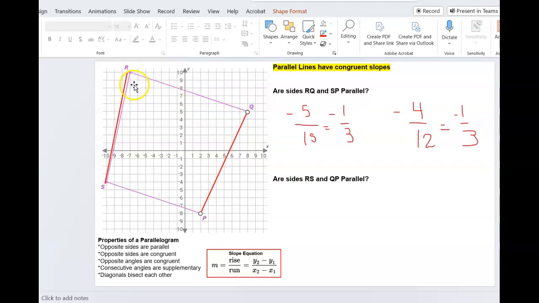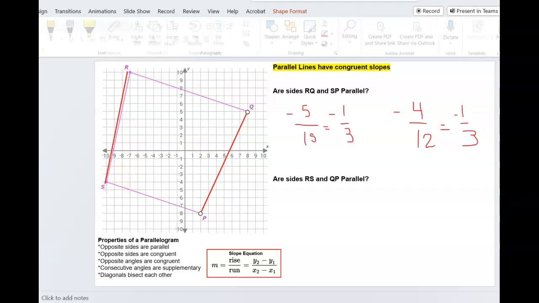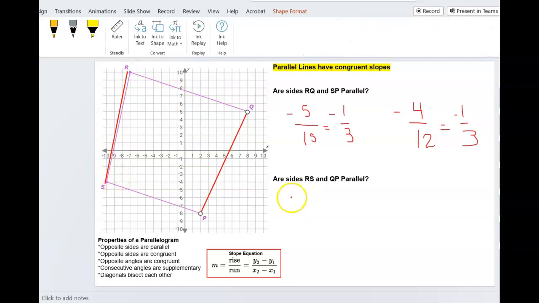So 1, 2, 3, 4, 5, 6, 7, 8, 9, 10, 11, 12, 13, 14, and then 1, 2, 3, 4. So 14 over 4 for RS, which doesn't really simplify easily, so I'm going to leave it alone. This is a positive slope, and we'll do the other one.